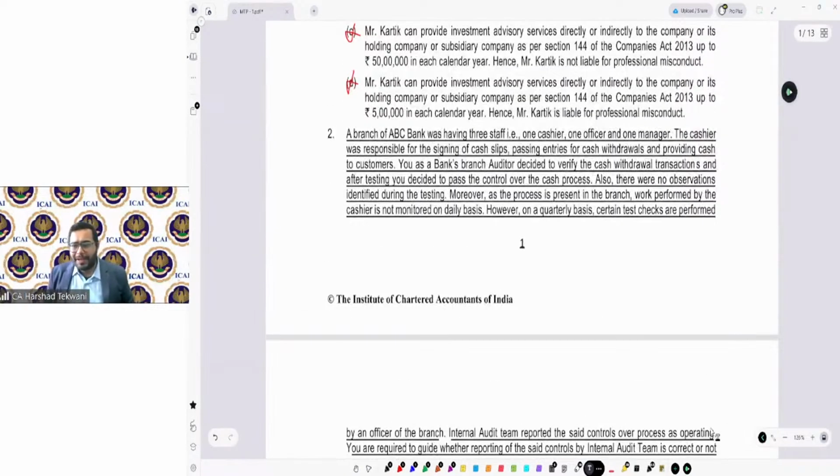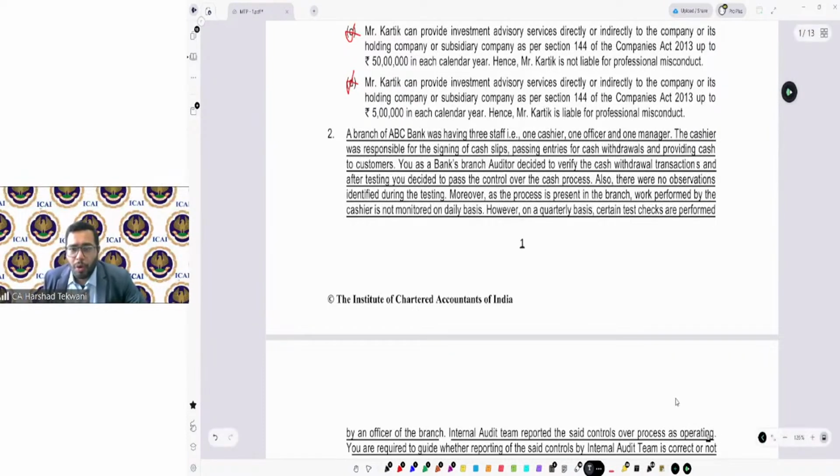So this is a particular case scenario where there are three staff: one cashier, one officer, and one manager. There are certain duties which are being performed by the cashier. There are some test checks which are being performed by the internal audit team. The internal audit team has passed the control and reported it as operating. You, as the bank's branch auditor, decided to verify these particular transactions. You also decide to pass the control.